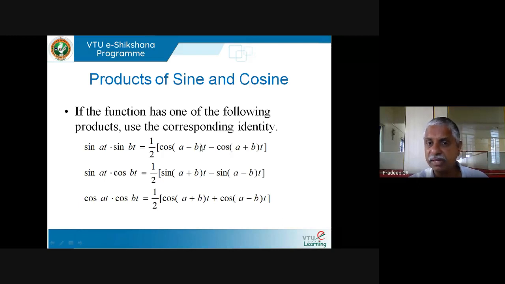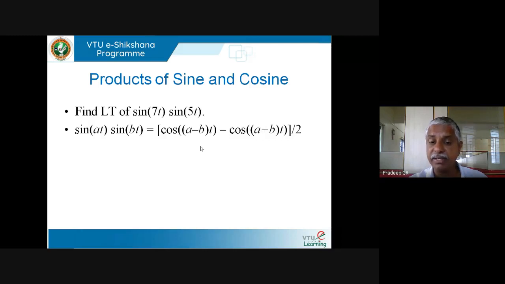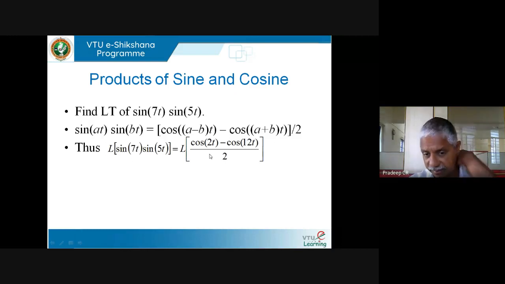Maybe in an example, here it is. Laplace of sin 7t into sin 5t, I want to find. How do I do it? I use this formula. What's the formula? Sin at into sin bt is cos of (a minus b)t minus cos of (a plus b)t, by 2. So Laplace of sin 7t into sin 5t is nothing but Laplace of half, finally, cos of (a minus b), 7 minus 5, that is 2t, minus cos of (a plus b)t, that is 7 plus 5, 12t, divided by 2.